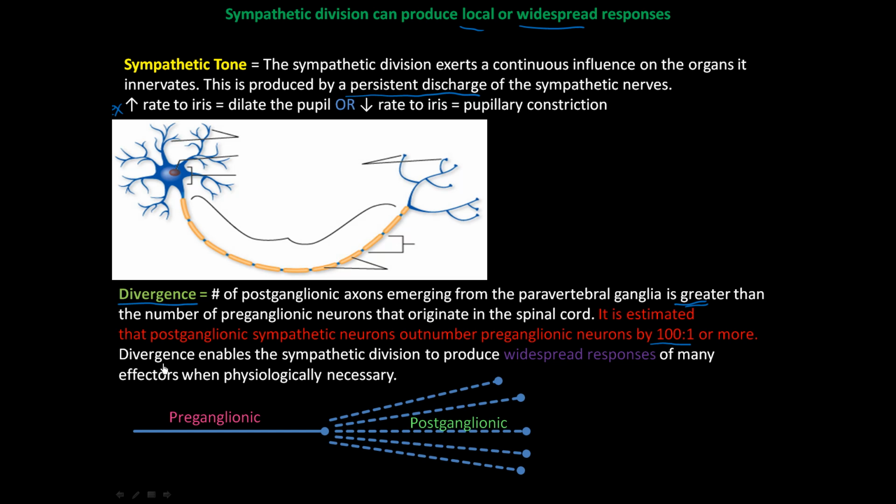The reason is because this divergence enables the sympathetic nervous system to produce widespread responses of many effectors when physiologically necessary, when it's required. Or another preganglionic could come in here and just synapse with 2 of these, and that would give more of a specific response rather than a widespread response. So divergence and sympathetic tone are 2 concepts that are important to the sympathetic nervous system.